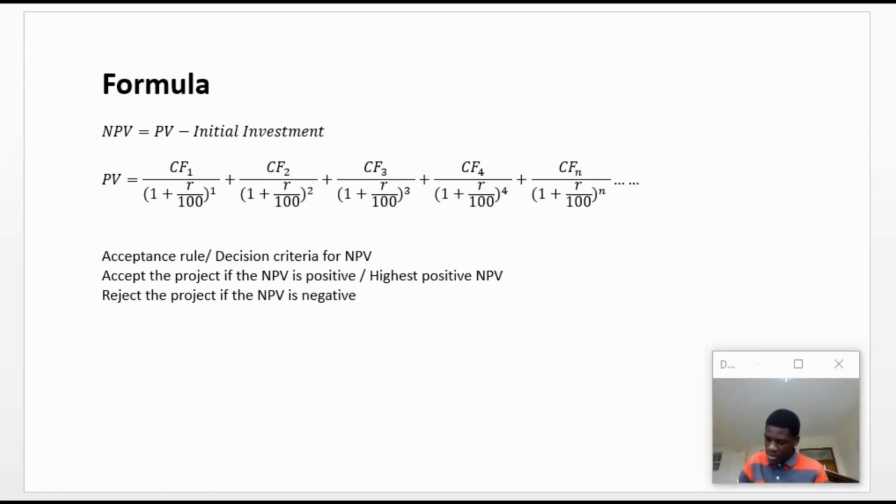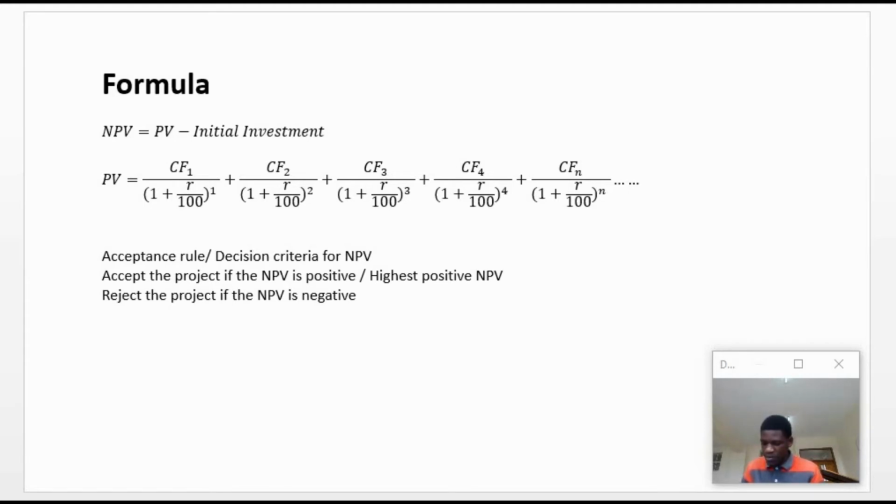The following is the acceptance rule used in the net present value. It says that accept the project if the net present value is positive, and reject the project if the net present value is negative.